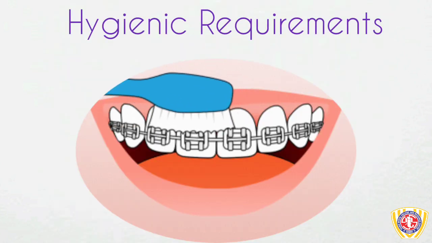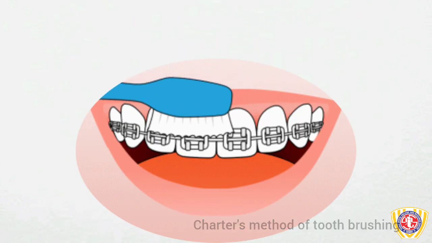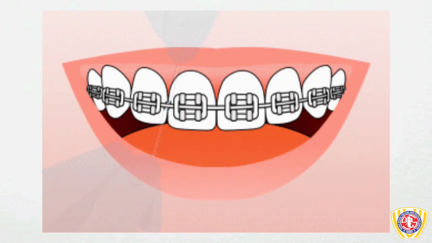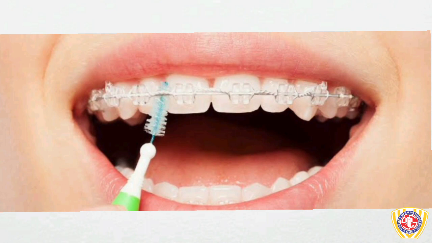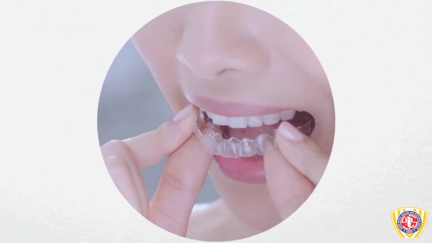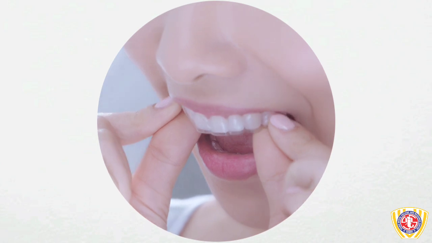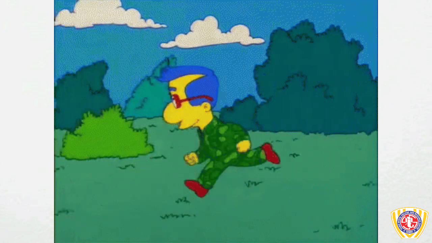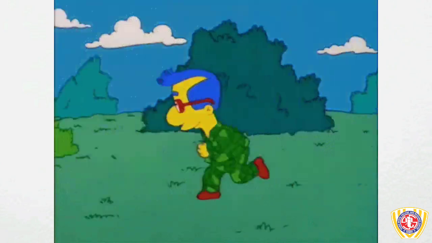Now, the hygienic requirement of the orthodontic appliance. The appliance should ideally be self-cleansing or should be easy to clean. It should not interfere with oral hygiene maintenance. And the aesthetic requirement of the orthodontic appliance: an orthodontic appliance should be aesthetically acceptable. It is desirable to have an appliance that is as inconspicuous as possible.